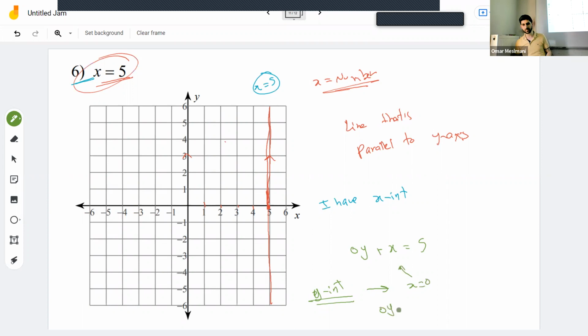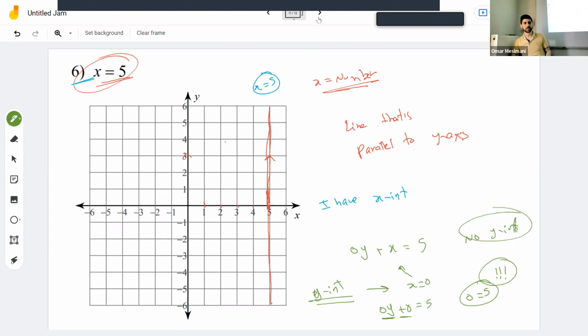I have 0y plus 0 equals 5. 0y plus 0 is actually 0, so 0 equals 5. Is 0 equal to 5? No, it's not. Okay, that's a problem. So when I have a problem like this, I'm going to say that there is no y-intercept.